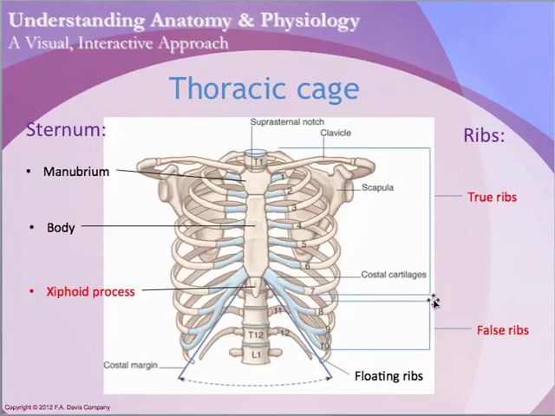So we have 1 through 7 are considered true ribs. They're actually connected by this hyaline cartilage here to the sternum. So that's why they're considered true ribs. 8, 9, and 10 are attached to the cartilage of rib 7. So they kind of come off of rib 7. They're not directly connected there, so that's why they're considered false ribs. And then 11 and 12 down here are considered floating ribs because they're not connected at all. But they still do serve a protective mechanism to the kidneys, because the kidneys sit right there. So they do still serve some purpose, but they're just not connected. So I do want you to know the difference between true ribs, false ribs, and floating ribs.